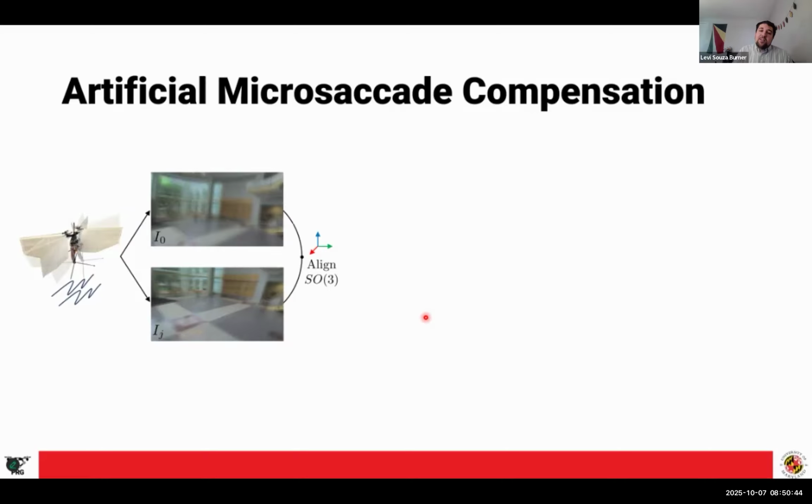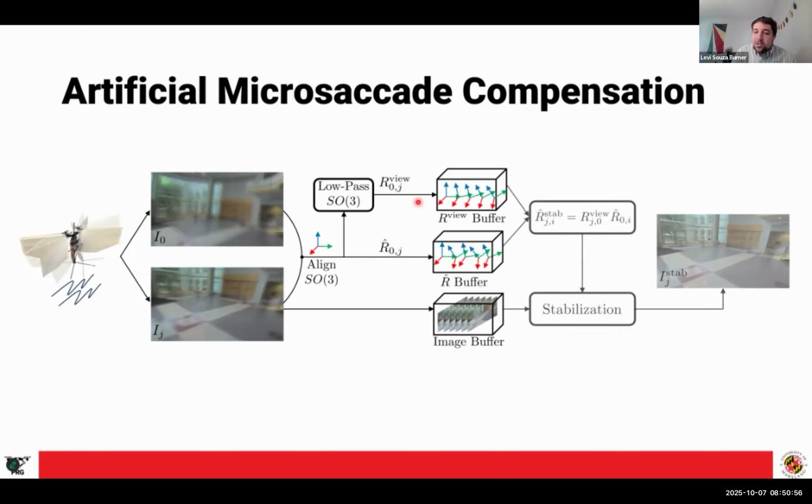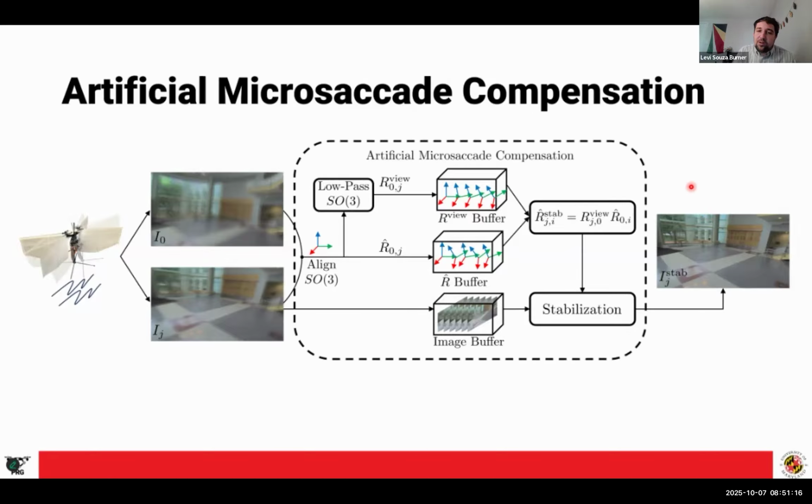I'll give another example. This involves internal feedback. This is an internal estimation problem. We can low pass filter the resulting rotations to get a viewpoint that moves in a stable manner. And finally, we can do some image processing steps to take multiple frames and multiple rotations and combine them to get this crisp, clear photo on the right. Now, this photo on the right is actually the same 6 frames that were shown on the left. They've just been moved and rotated so that after averaging, you get a crisp image. And we call all of this artificial microsaccade compensation.